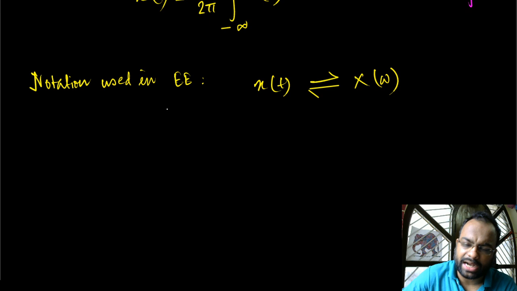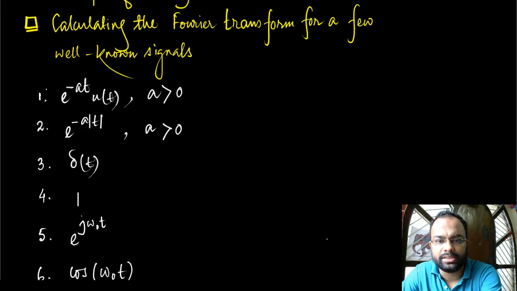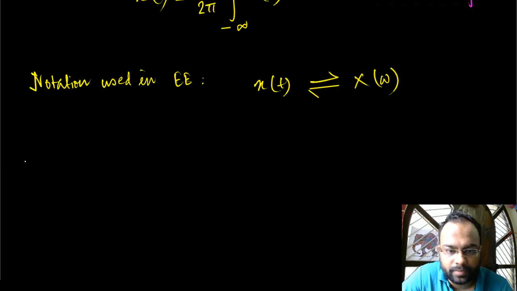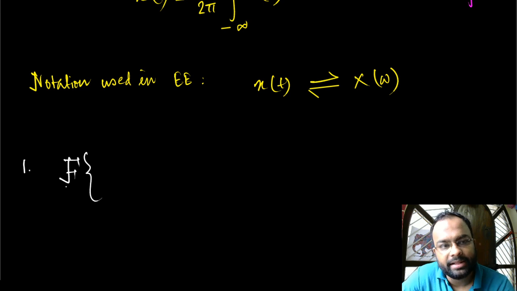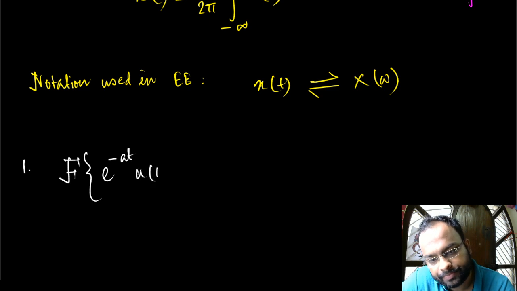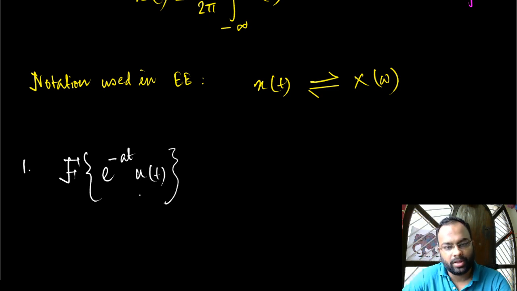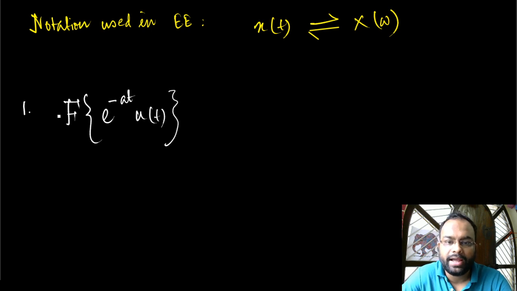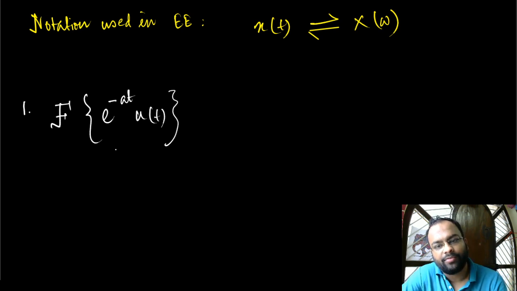Okay, let's start with example 1 that we actually said. We are calculating the Fourier transform of e to the power minus at u(t). This is the notation we often use again. We sometimes write this stylistic F and then the signal. This is quite similar to the notation for the Laplace transform. So we are asking you to calculate the Fourier transform for this particular signal.